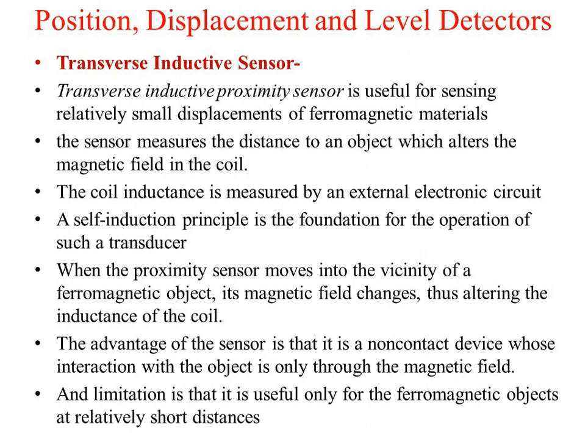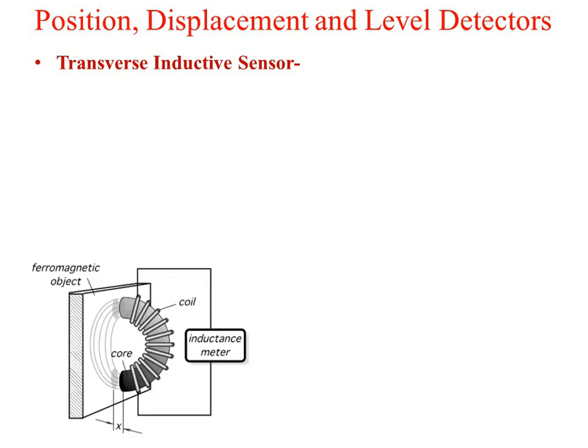That's why it is called a proximity sensor. Proximity means very close to each other, so that's why it works at a short distance. So here is the principle of this one. This is the ferromagnetic material and this is the coil, and this is the magnetic field which is associated with this one.